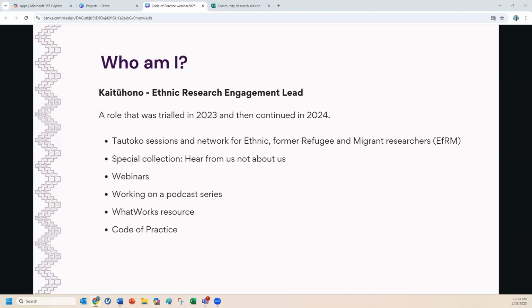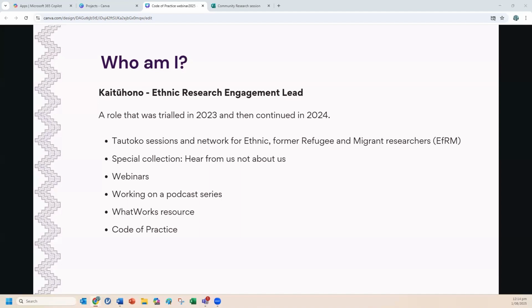And since then, we've run tautoko sessions and started to have a network emerge in the ethnic, former refugee and migrant researchers' space. And so we have a dedicated get-together every 2 months, and that's either to have a speaker, in an informal, unrecorded way, about engaging in the space, but also we have other sessions which are like speed networking sessions where people get into breakout rooms with a couple of other people to just connect.